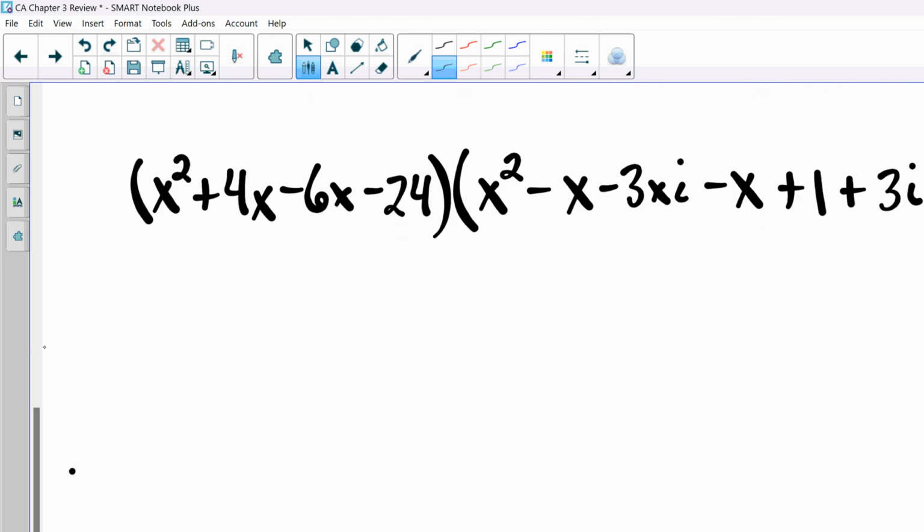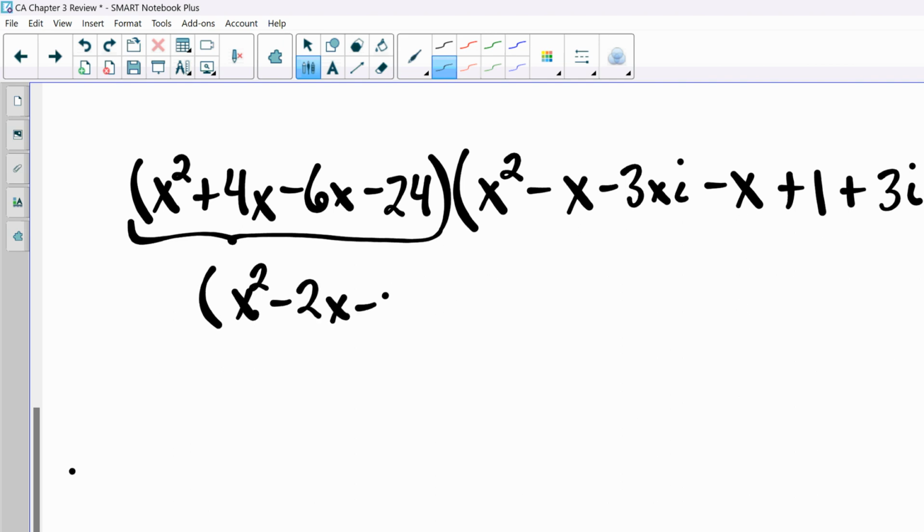And the nice thing with most all these terms is we do have things that combine. In our first set of parentheses, we're going to have x squared. 4x minus 6x is going to be negative 2x minus 24. In our next one, well, negative 3xi and positive 3xi become 0. Positive 3i, negative 3i, those become 0. And the only other spot we have i is at the end with negative 9i squared. But i squared is negative 1, which is really just going to make this plus 9, because negative 9 times negative 1 is going to be positive 9.